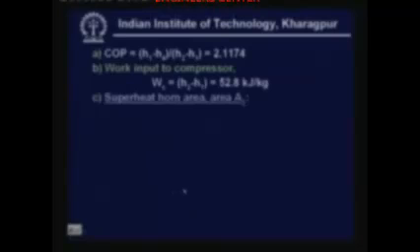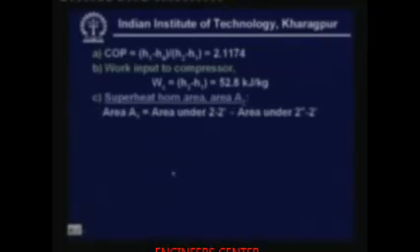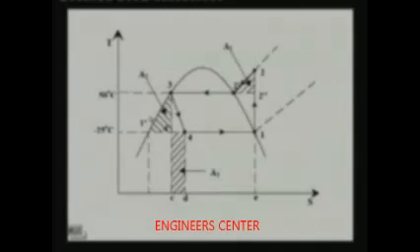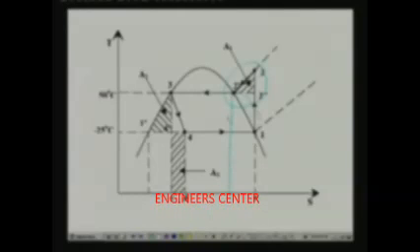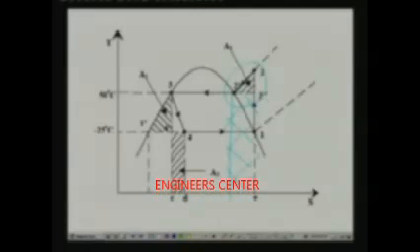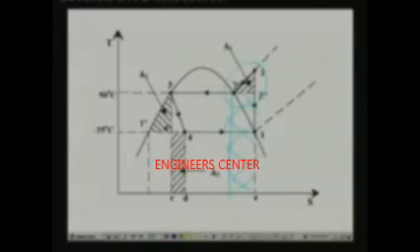Then we have to find the superheat horn area. Okay, superheat horn area is area A1, and it is nothing but area under 2 dash minus area under 2 double dash to 2 dash. Okay, let me explain this. So, this is the superheat horn area, the hatched area. Hatched area is nothing but area under 2 dash, that means the complete area, this entire area, minus area under 2 double dash to 2 dash, that means this area. Okay, so if you can find out the area under curve 2 to 2 dash and subtract the area under the curve 2 double dash to 2 dash, you get the superheat horn area.